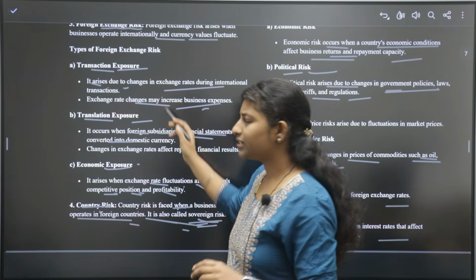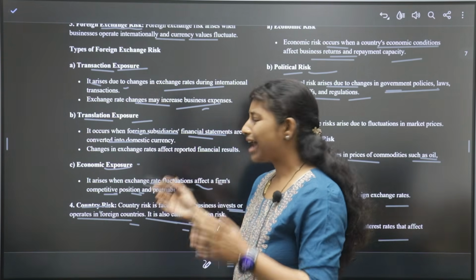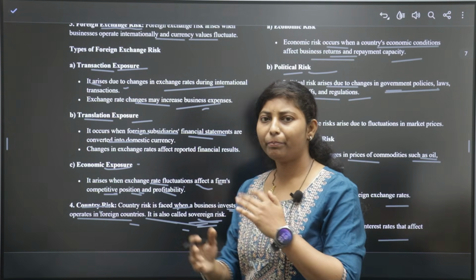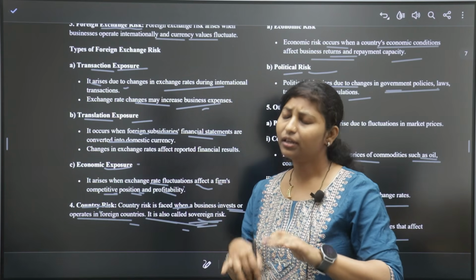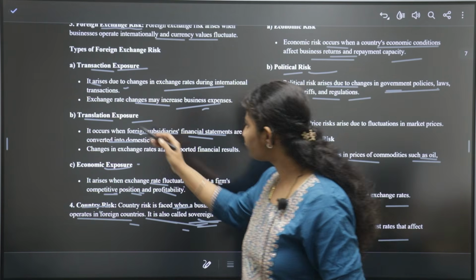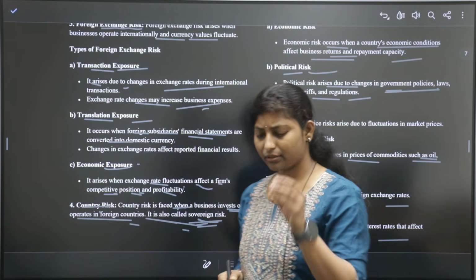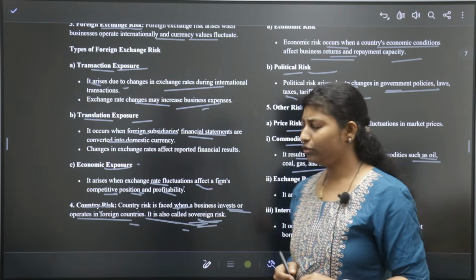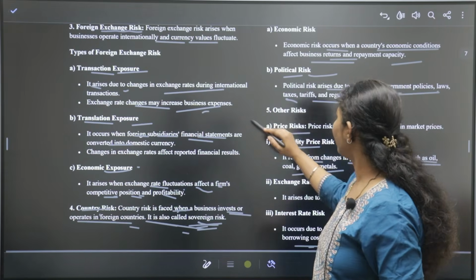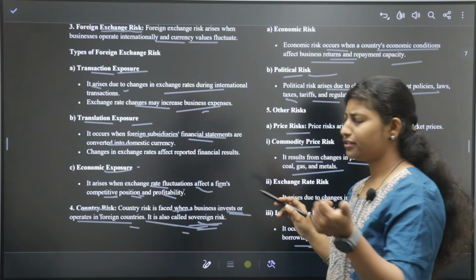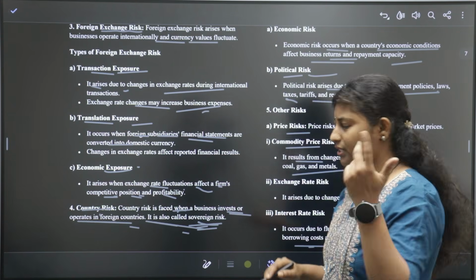Here you have transaction risk. If the exchange rate changes at the time of transaction, it is called transaction risk. Translation risk: dealings have already been done but payment is pending, and payments are converted from foreign currency to our domestic currency, and there may be changes in the values. Economic exposure is where the firm's profits and values are directly affected. Next we have country risk. In country risk we discuss economic risk, where there is a change in economic factors, and political risk, where there is a change in government policies and taxes.